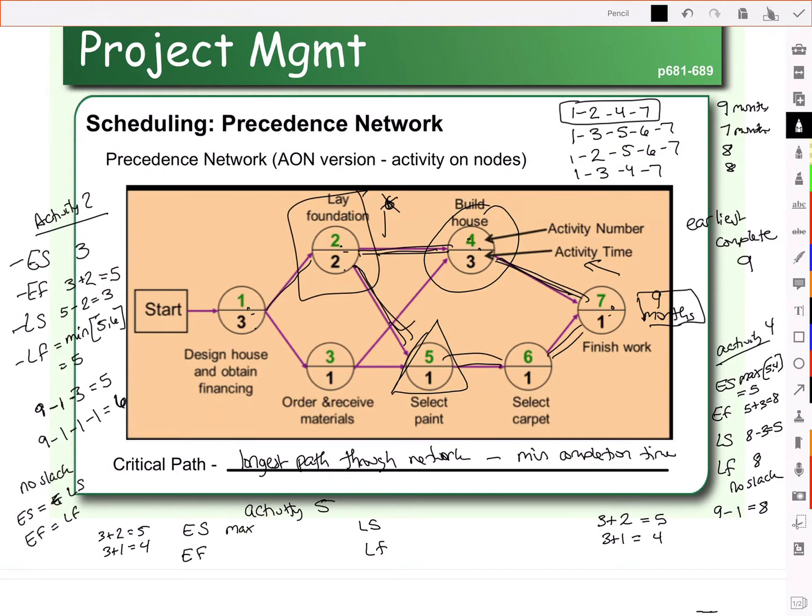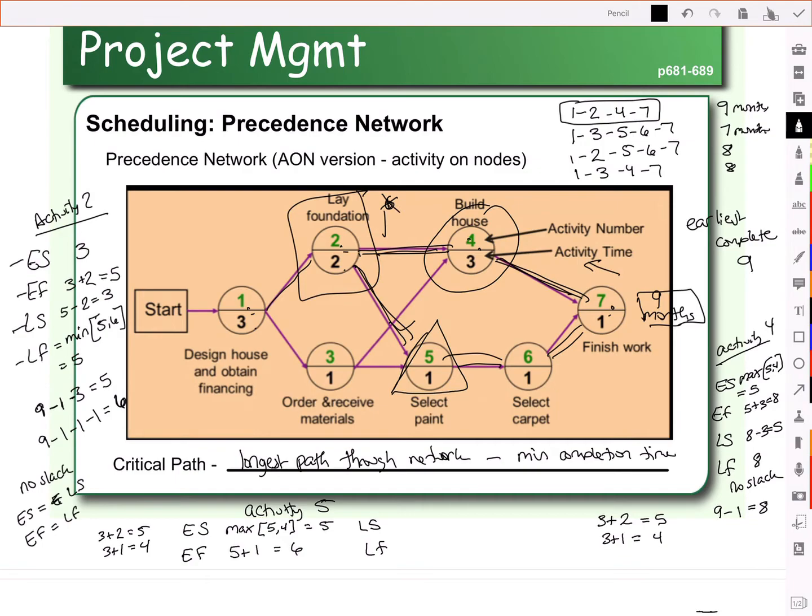Make sure that we have enough time because we actually have to do activity 1, 2, and 3 before 5 can happen. So we need to ensure that there's enough time for all of it. So it's the maximum of 5 and 4, which is 5. The earliest we can finish activity 5? Well, if the earliest we can start is 5, and it takes 1 month to do it, the earliest we can finish is 6. All right, let's find the late finish and the late start.